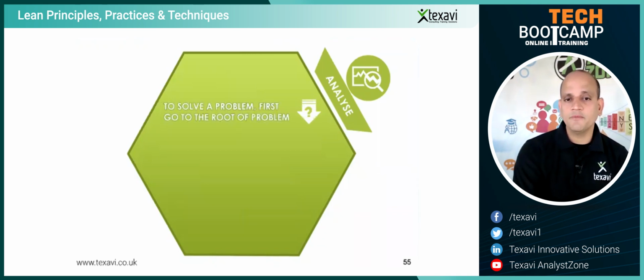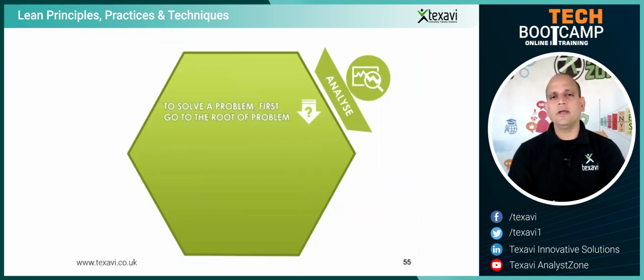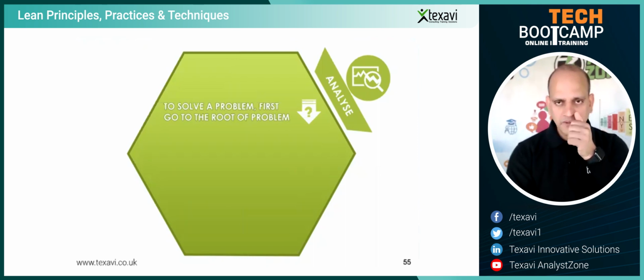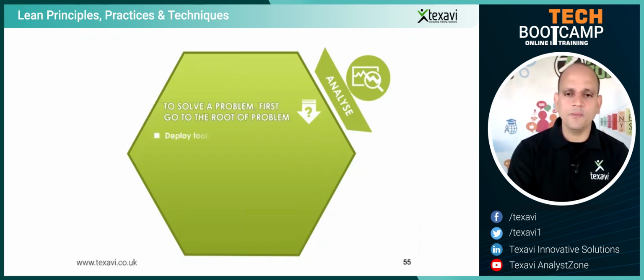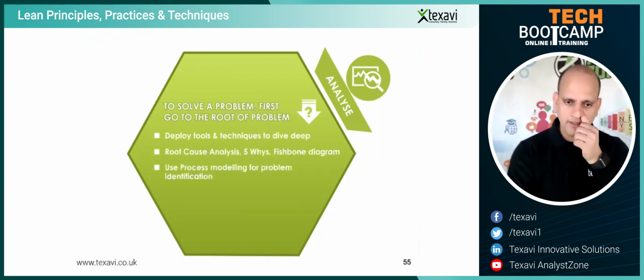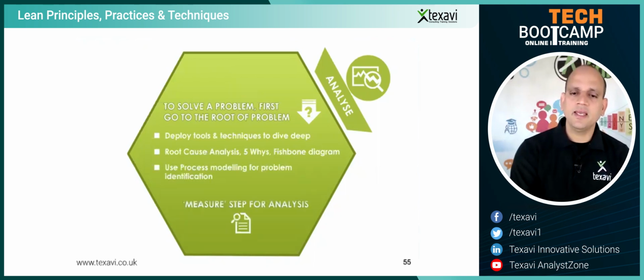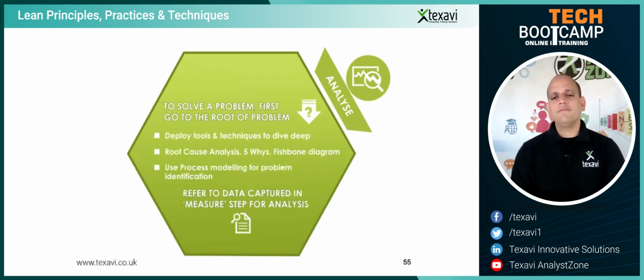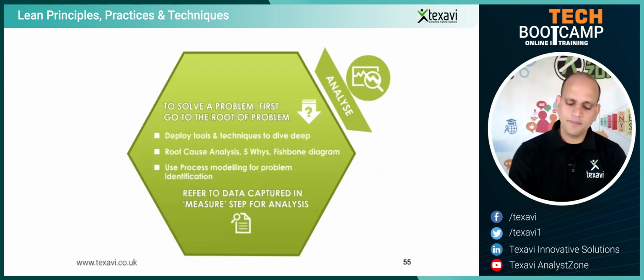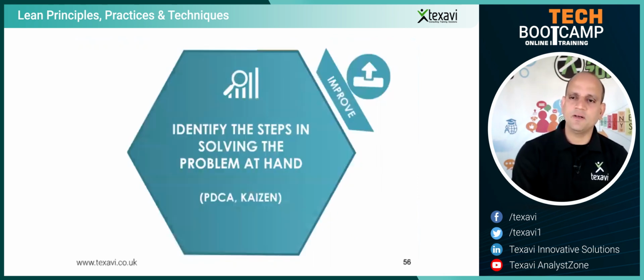So to solve a problem, first go to the root of the problem. You need to understand where the problem is, right? If you want to solve something, you need to acknowledge that there is a problem. And that's why you need to really get to the real depth, the real root of the problem. So you need to deploy some of the tools and techniques for a quick deep dive, root cause analysis, fishbone, and so on, and then use process modeling and other things to get to that. So refer to the data capture and measure step for analysis. That's where we need to go back to some of the techniques and tools used in the previous step, so the measure, the CSFs and all that.